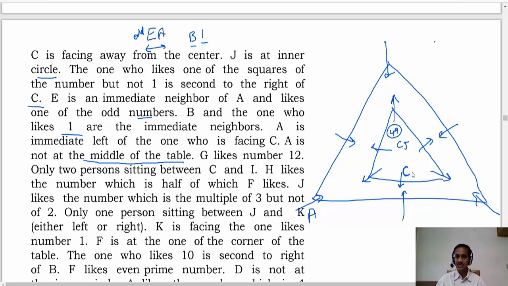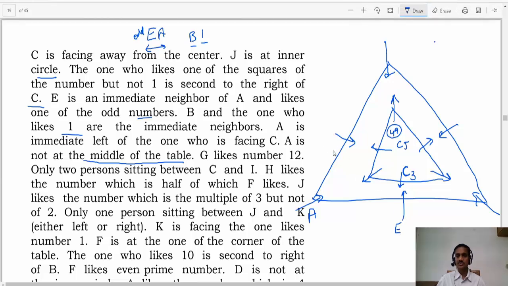What is the value of C we have? The value of C is 3. And E and A are adjacent to each other. As A is here, look at E: E is an immediate neighbor of A and likes one of the odd numbers. So E can be here or here. How many possibilities do we have? 2 possibilities.